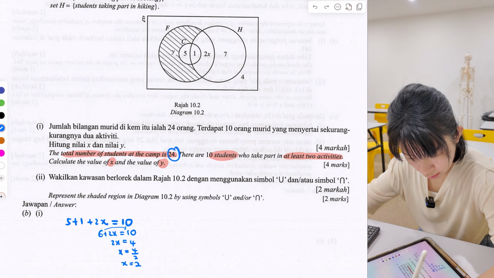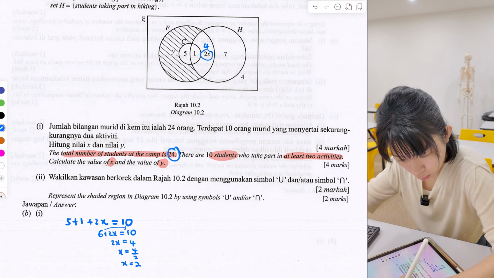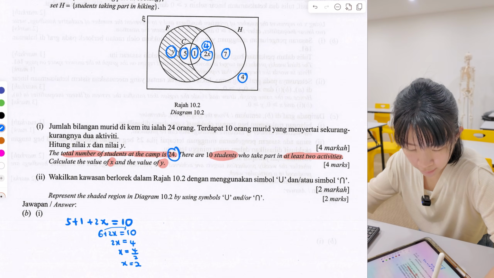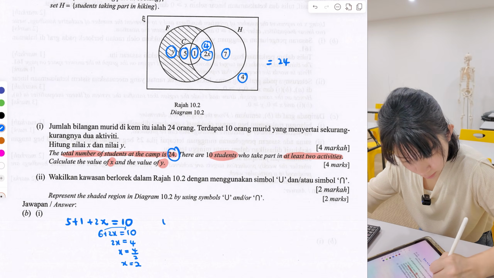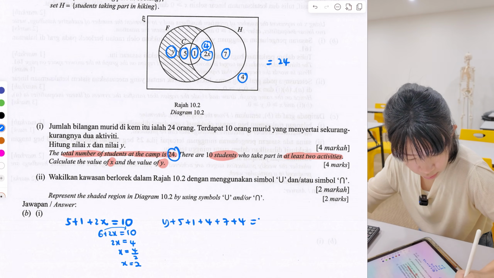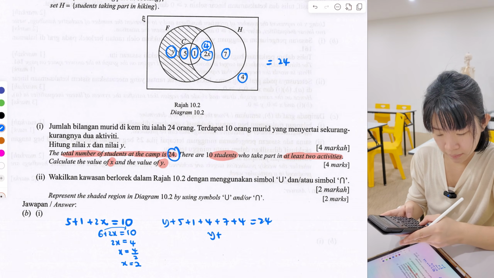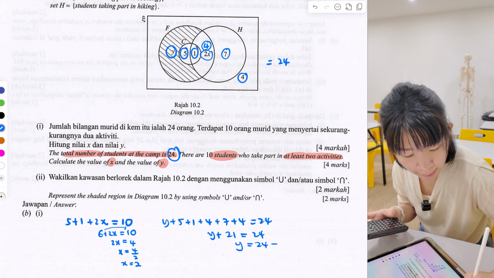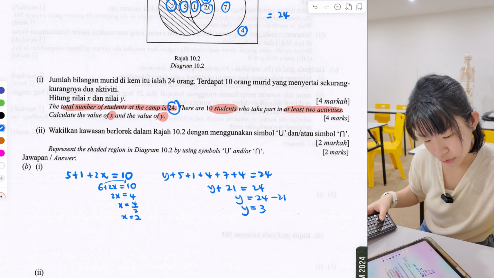Okay, x is 2. So this one, 2 times 2, this becomes 4. Meaning y plus 5 plus 1 plus 4, 7, 4 equals to 24. Then you can find y. y plus 5, 1, 4, 7, 4 equals to 24. y plus 21 equals to 24. y equals to 24 minus 21. y equals to 3. Okay, so done.